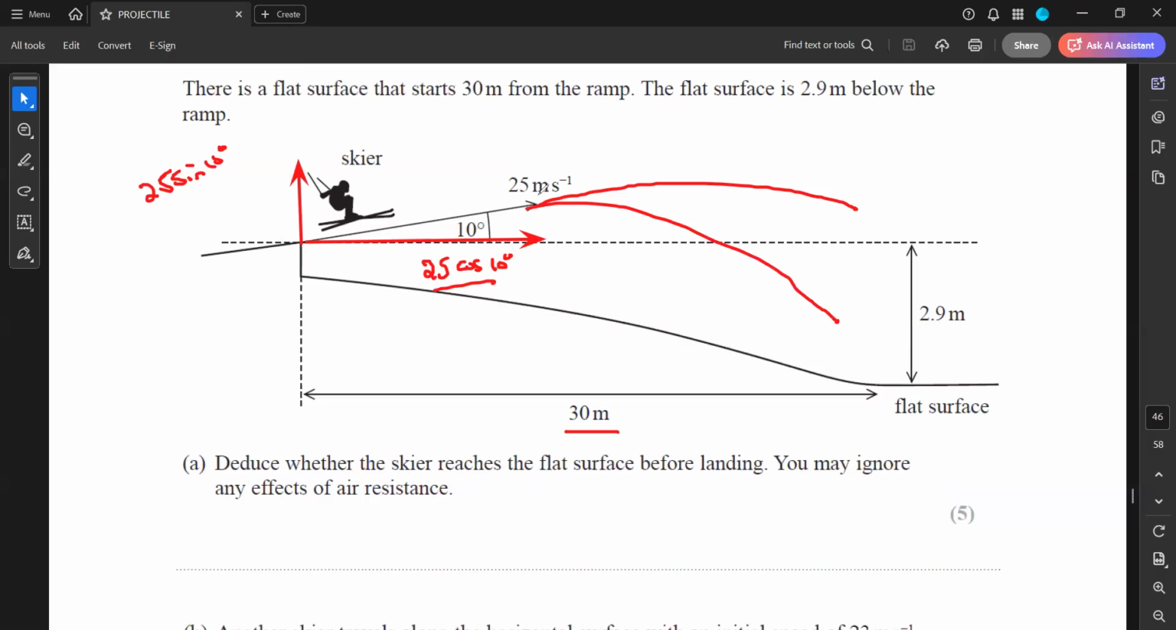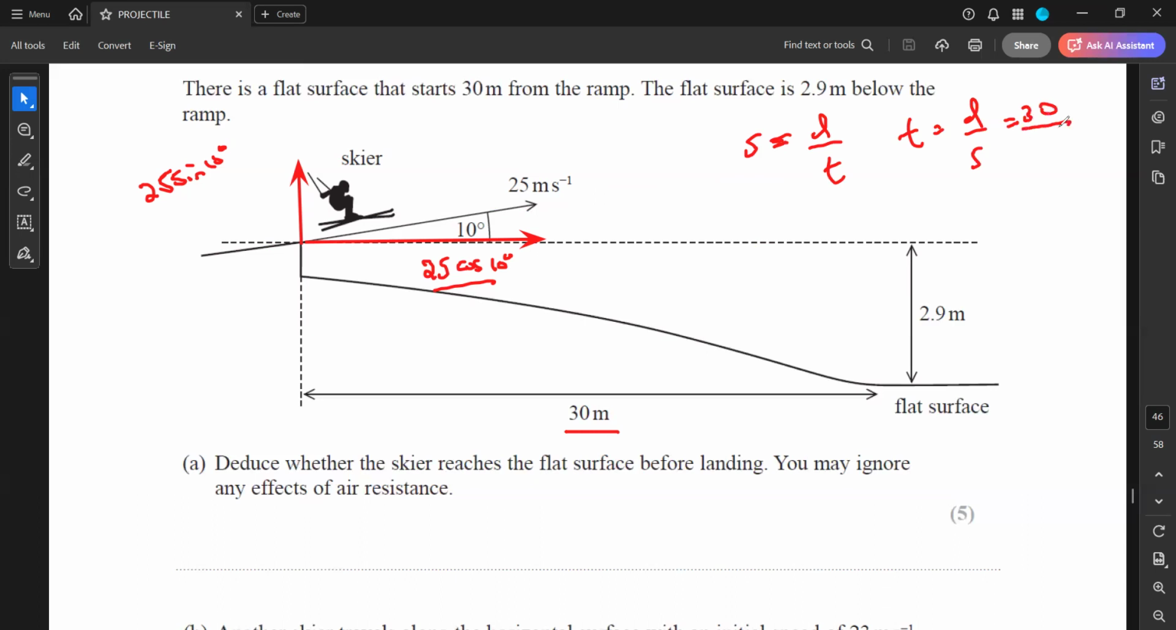The first thing we do, using the horizontal component and the distance, is find how much time he will take. The same formula applies: speed is distance over time. This is only valid for the horizontal component. For the vertical component we cannot use this formula because there's acceleration. So time is distance divided by speed. The distance is 30 meters, and the speed is 25 cosine 10. How much time will he take to cover 30 meters? 1.22 seconds.